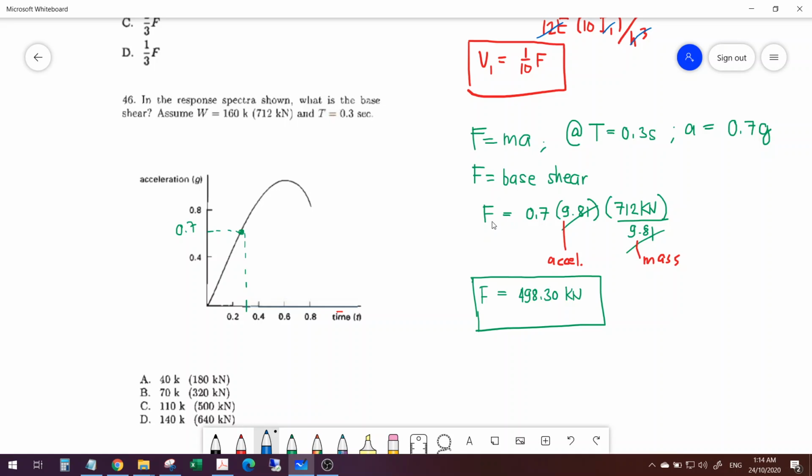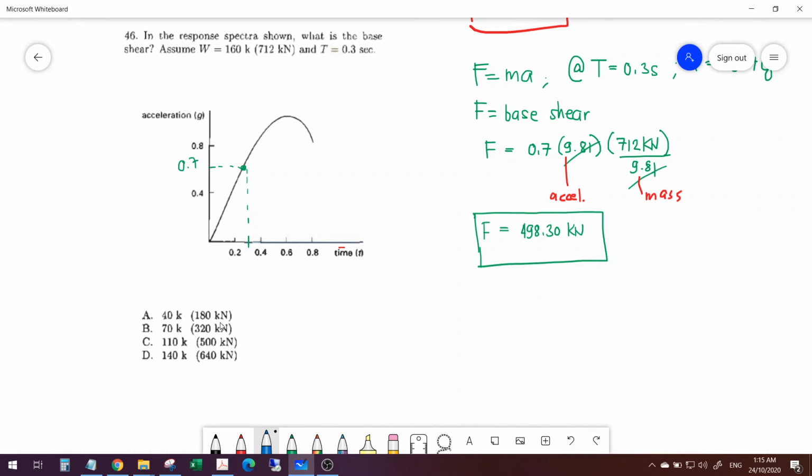So, substitute lang, no? F is equal to mass, which is 712 kilonewton over 9.81. Actually, because 712 kilonewton is actually W, di ba? Then the acceleration is 0.7 g. So 0.7 times 9.81. So maka-cancel out lang 'yung 9.81. Or simply, your base shear is 0.7 times 712, which is 498.3 kilonewton, or roughly 500 kilonewton.